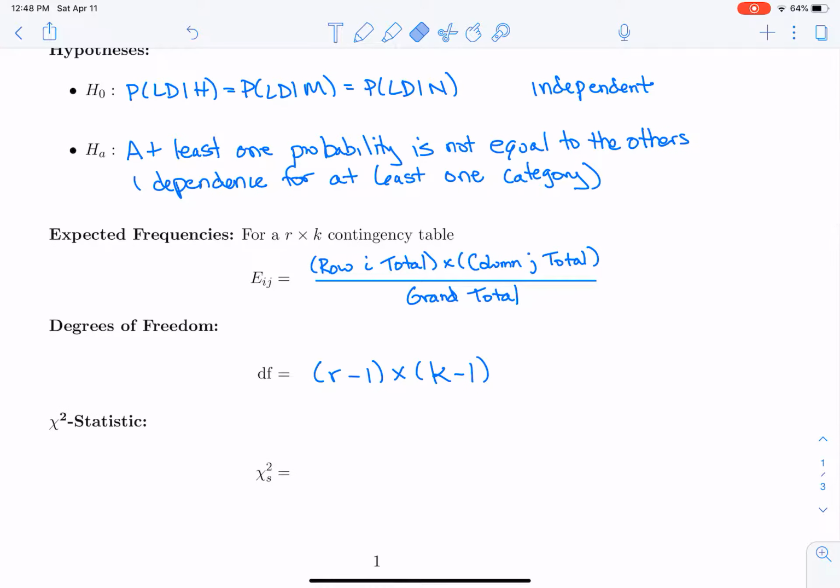The chi-squared statistic in this case will then be a sum from I equals 1 to R, and then another sum from J equals 1 to K for the number of columns, of O_IJ minus E_IJ, squared, over E_IJ.